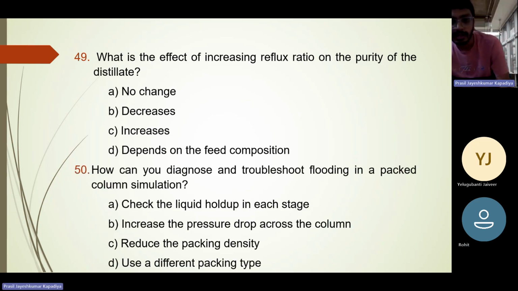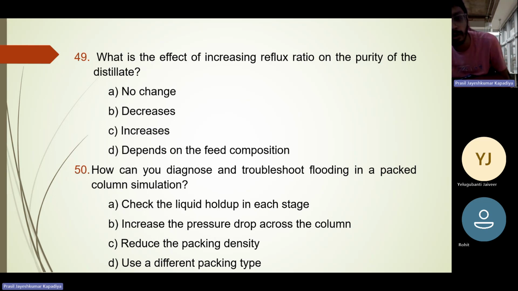How can you diagnose and troubleshoot flooding in a packed column? It is asked for a packed column. You are already in a plant where there is a packed column and there is flooding operation. So what will you do? What will you first check? Will you check liquid holdup? Will you increase pressure drop? Will you reduce packing density? I guess that won't be in our hand at that moment. And using a different packing type won't be in our hand either, because the system is already running. So how will you diagnose or troubleshoot it?